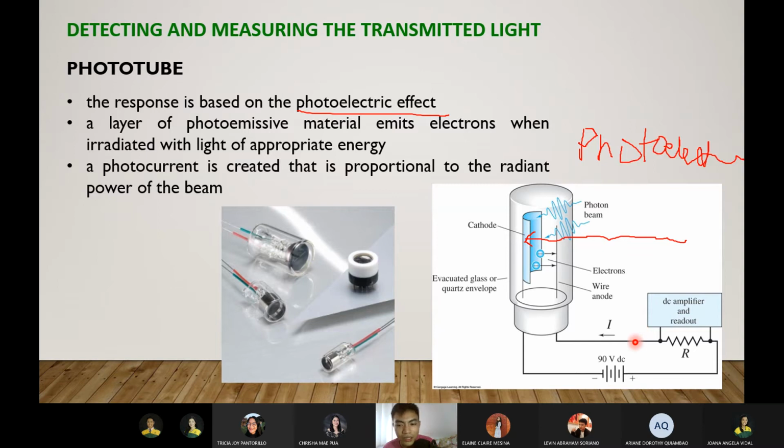Para siyang electrochem. Sa electrochem naman, yung voltage i-detect niya to determine the ions. Ito naman, yung voltage, nire-relate niya sa absorbance. So, nire-relate niya sa absorbance yung voltage.